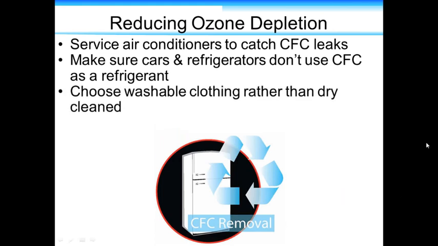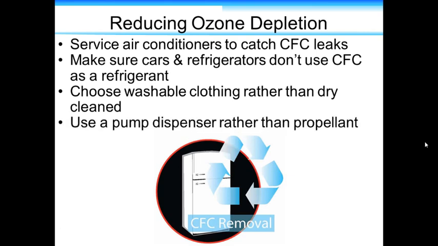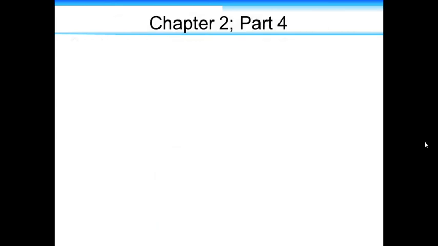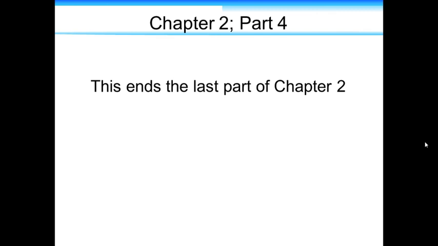Try to avoid dry cleaning. Some of the dry cleaning chemicals also form chlorine radicals. And then use pump dispensers. Don't use anything that uses propellants. And definitely make sure your old refrigerators and old air conditioners are properly disposed of. This ends the last part of Chapter 2.